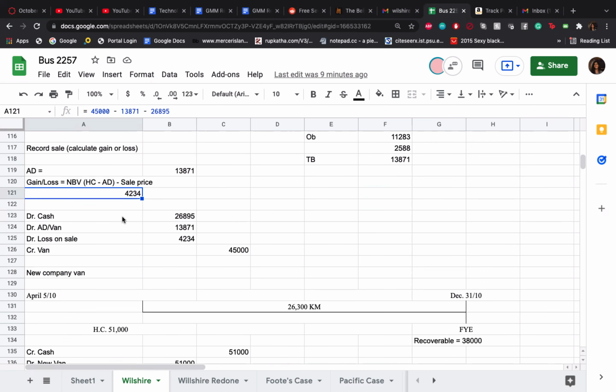So we debit cash for the full 26k because he paid us in cash. We debit AD because AD is a credit account. So if you want to zero it out, you debit it. You credit your asset account because you're taking it off your books. And then you debit your loss on sale because you're trying to increase that amount, because that's an expense for you basically. So it should be like negative? Yeah, that makes sense, right? Yeah, okay.